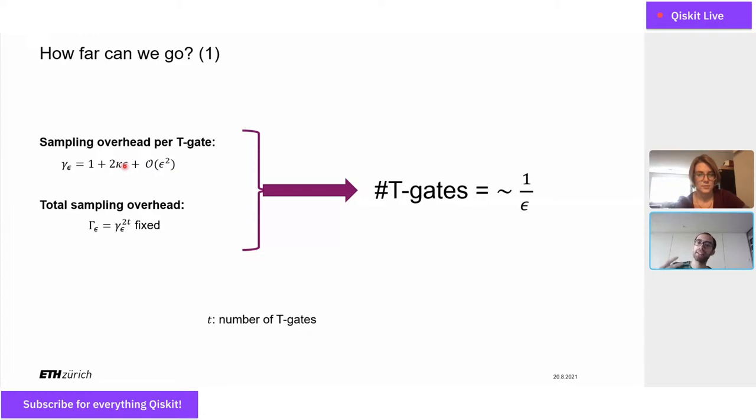So let's assume that you fix the total sampling overhead that you're willing to accept, which is just another way to say you fix how many shots you're willing to do. You could say, I'm willing to do at most 100,000 shots. How many T gates can you then realize under this constraint? The number of T gates can then be shown to scale as 1 over epsilon. So really, the smaller the hardware noise becomes, the better the hardware gets, the more T gates you can do.